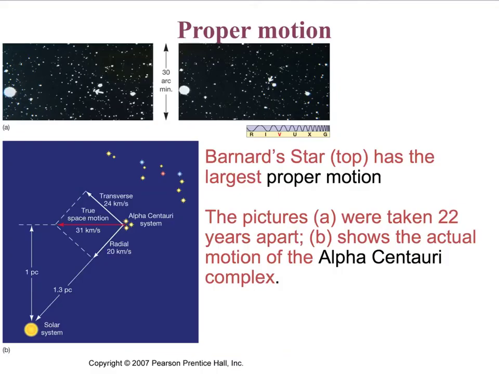Proper motion, just real quick, is the way that a star actually moves. We move through space, all stars rotate, all stars actually move, so they have a radial motion in relation to us, and then they have a transverse motion that's perpendicular to us. The one that has the greatest proper motion is Barnard's star. If we look here, there's the star, and 22 years later, it's here. One of the reasons that we probably see the greatest proper motion is because it's not very far from us.